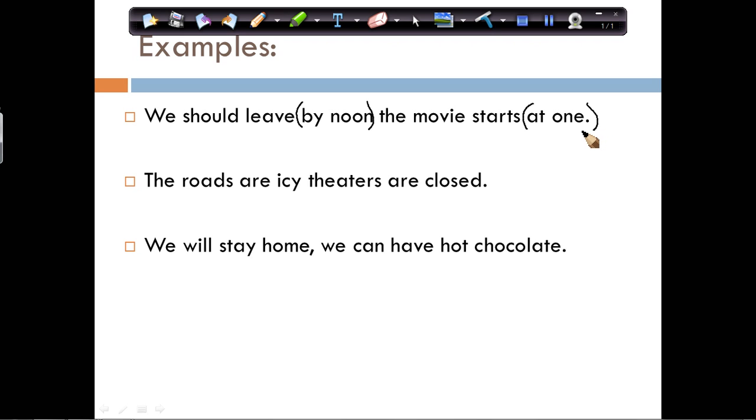Next, we're looking for verbs. Should leave. That's the complete verb for this part of the sentence. Helping verb should and main verb leave. And who should leave? Well, we should. We is our subject. In the second part of the sentence, what is our verb? It starts. And who starts or what starts? The movie starts. So that's our subject.